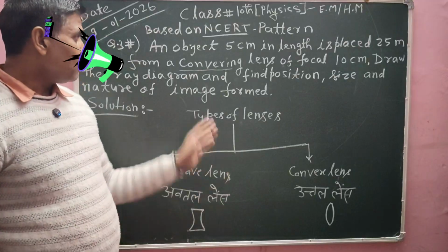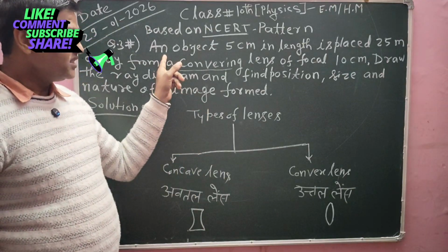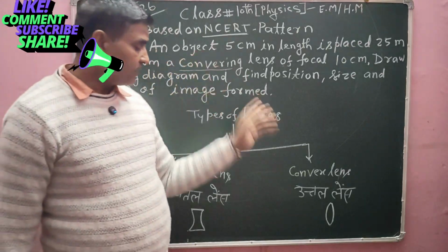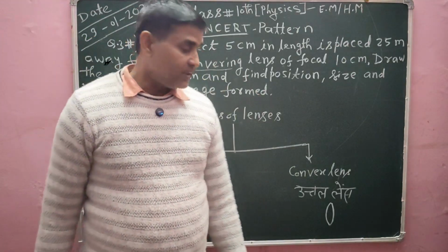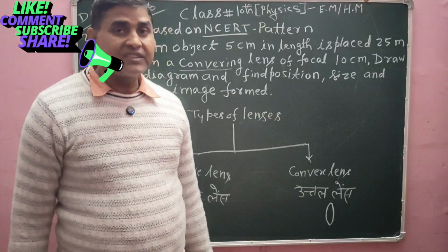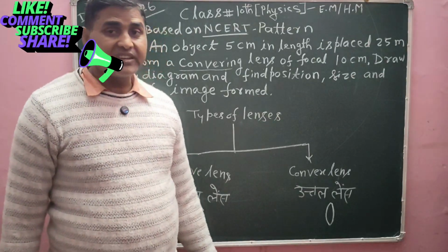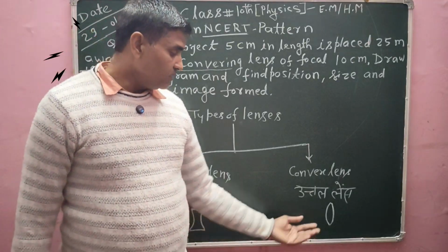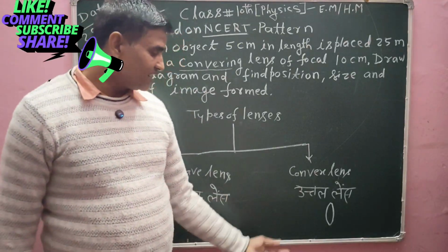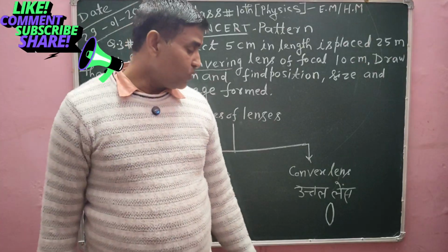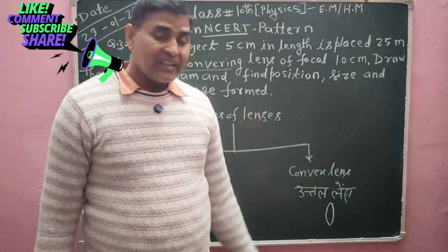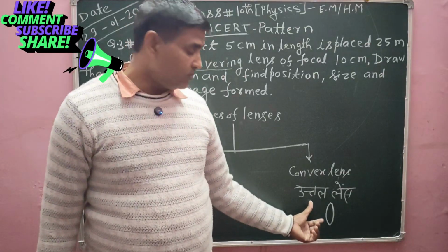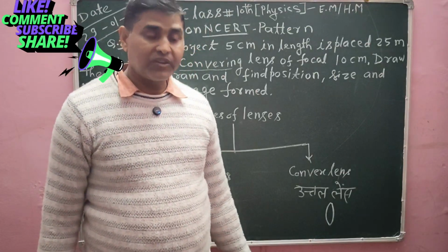Okay students, the question which I have written on the blackboard is related to the convex lens. In the case of the convex lens, I will put the object at different locations and then we will get its image. In some locations the image will be real and inverted, and in one case the image will be erect and virtual.